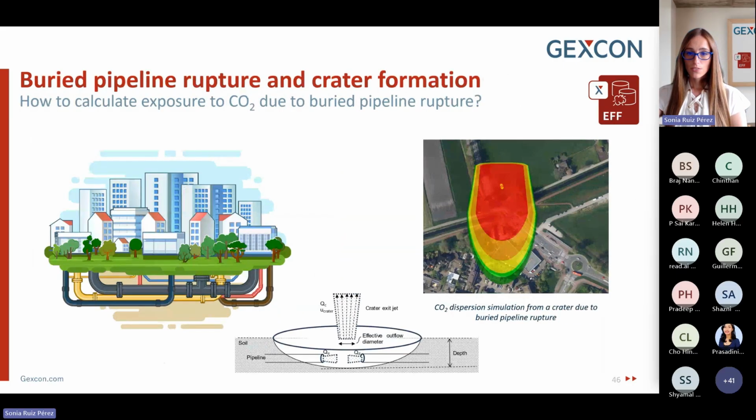On the latest version of EFFECTS and RISKCURVES, we also included a crater model specifically for simulating buried pipeline rupture, which is critical for understanding the risks associated with CO2 exposure in CCS facilities. This model integrates seamlessly with other models such as jet fire and dispersion for comprehensive risk assessments and effective prevention strategies. And this capability enhances safety evaluations for industries involved in LPG, CCUS, and other high-risk infrastructure.